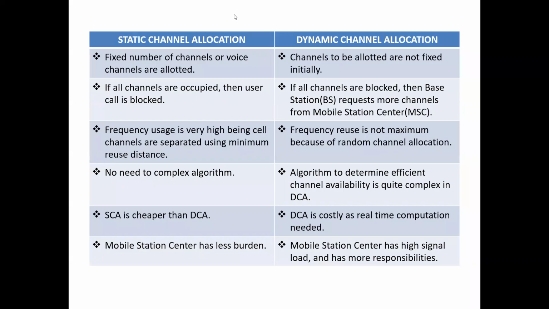These are the differences between static channel allocation and dynamic channel allocation. So here a fixed number of channels are allotted in static channel allocation, and channels are not fixed initially in dynamic channel allocation. Second difference, if all channels are occupied, then the user call is blocked. In dynamic channel allocation, if all channels are blocked, then the base station requests more channels from the mobile station center.